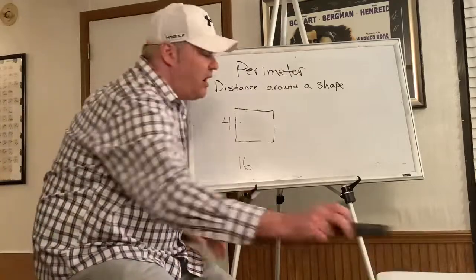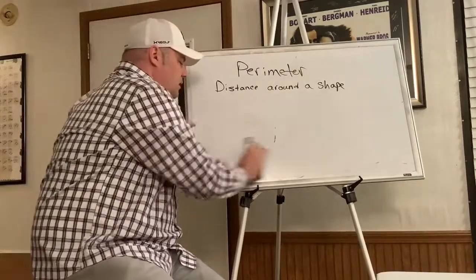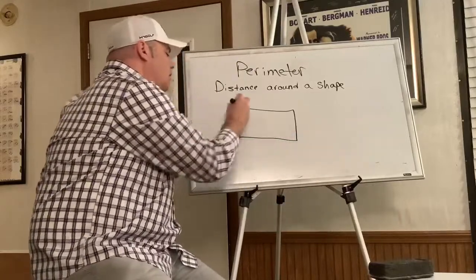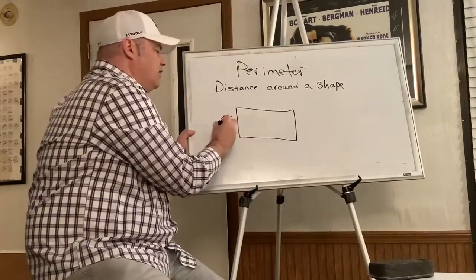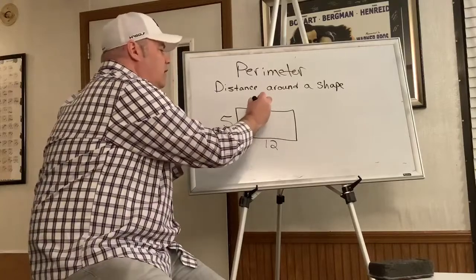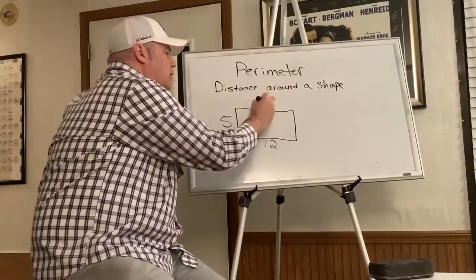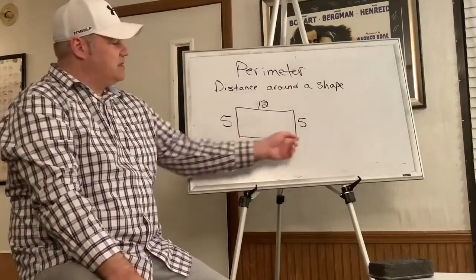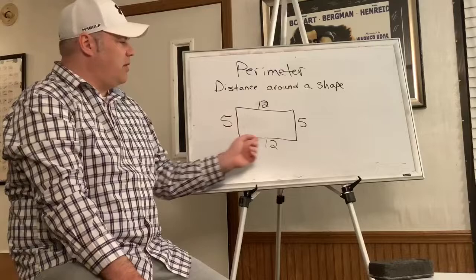Another one that's common is a rectangle. So if I'm finding the perimeter of a rectangle, let's say that's 5, and let's say that's 12, 12 and 5. A rectangle, same thing though. If you're adding up the distance around, you could just add up all the totals.